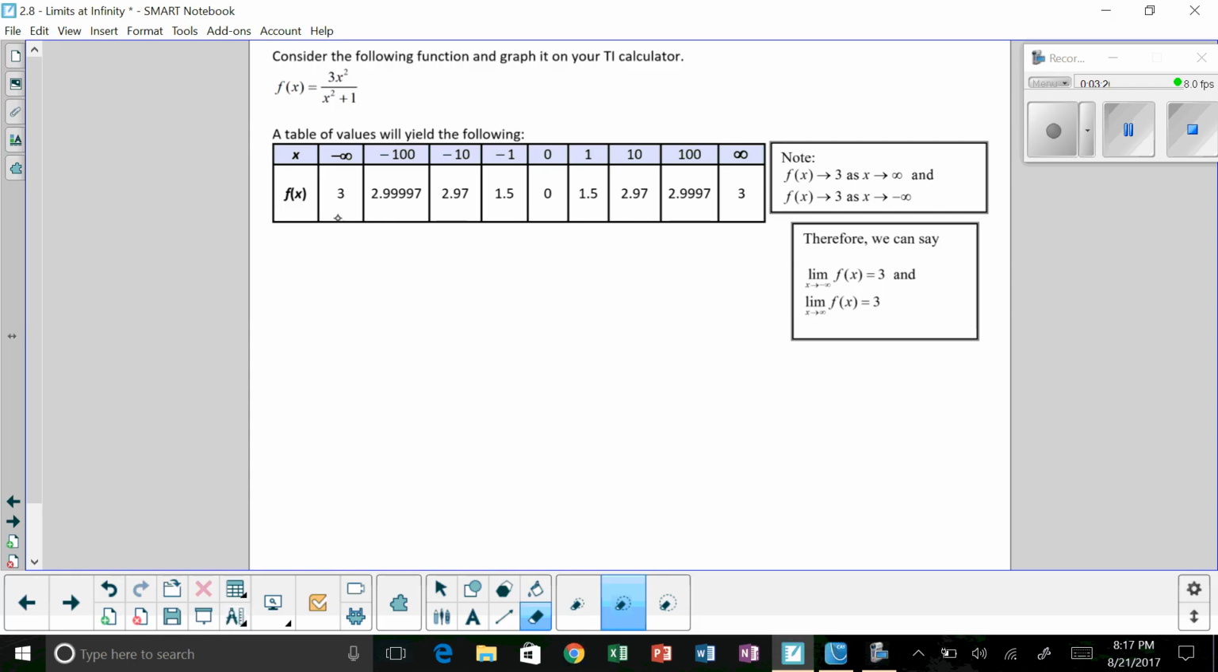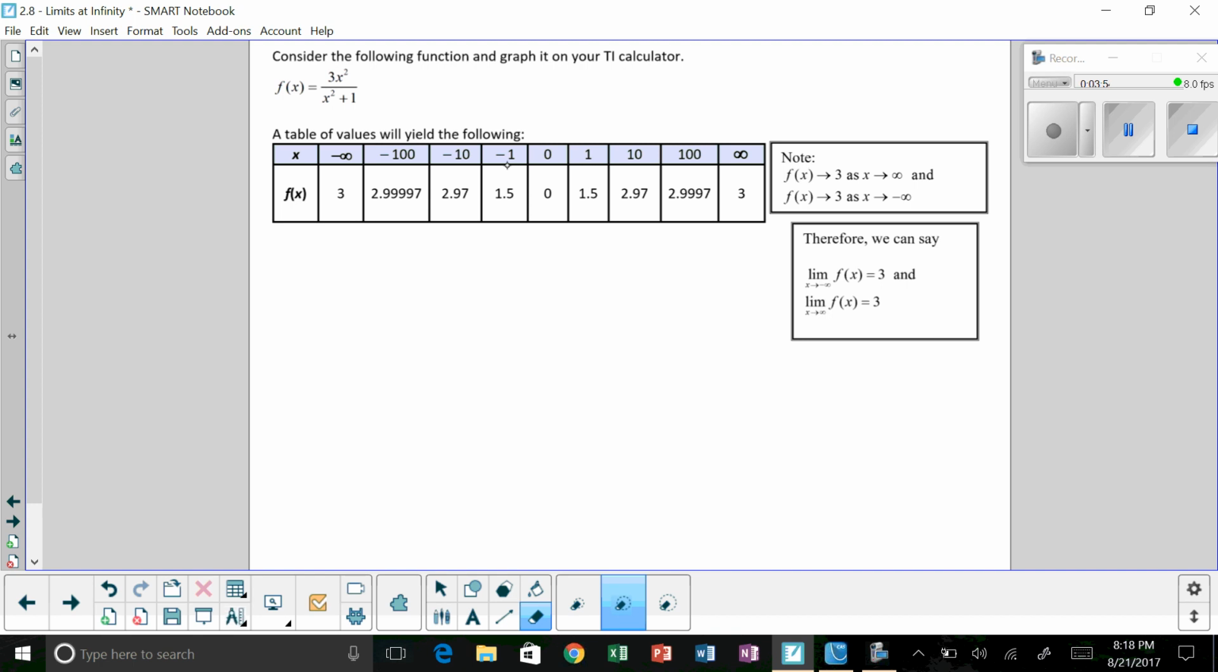So in your notes, I've summarized this in a table of values. When the x values increase without bound, 0, 1, 10, 100, all the way and continuing up to positive infinity, the y values seem to be getting closer and closer to 3. We can show this in several different ways. I can say that f of x approaches 3 as x approaches infinity, or I can write that the limit as x approaches infinity of f of x is equal to 3.